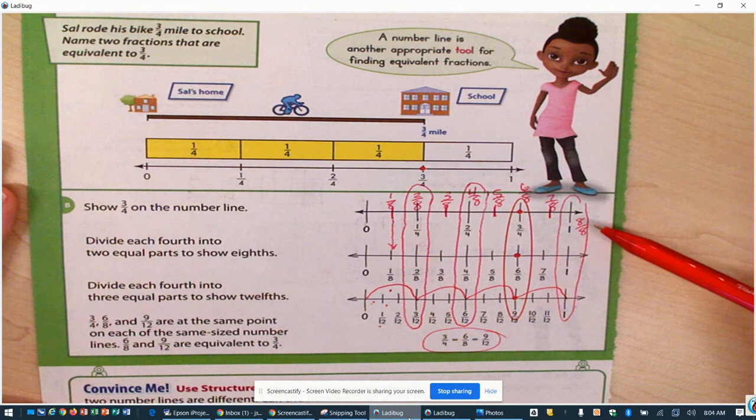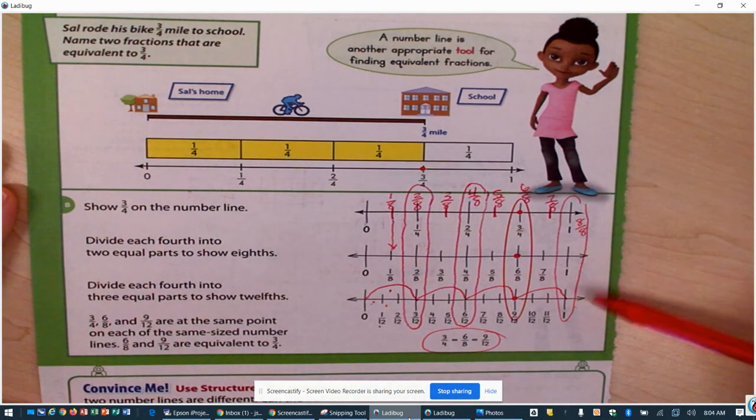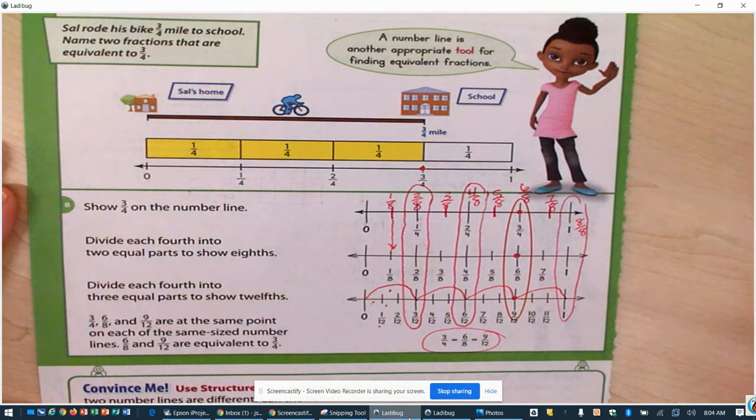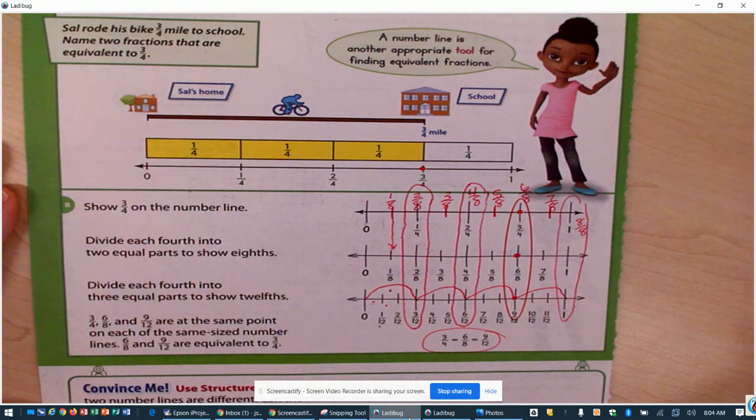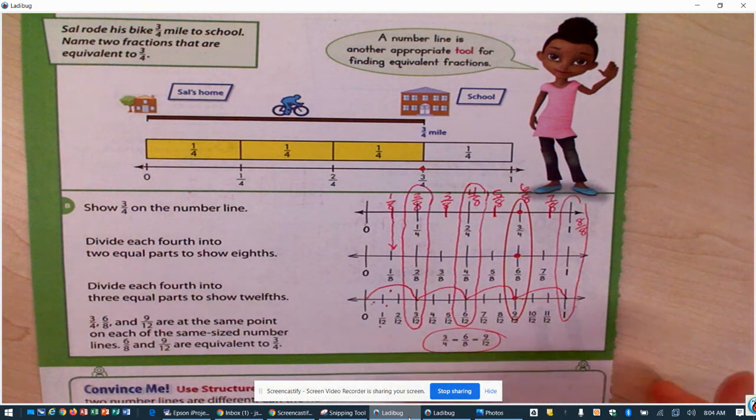So today you're going to be looking at a number line to decide if fractions are equivalent. I'm going to remind you again that if you're drawing a number line to show equivalent fractions, it must be the same size. Otherwise, it won't work. All right, let's move on.